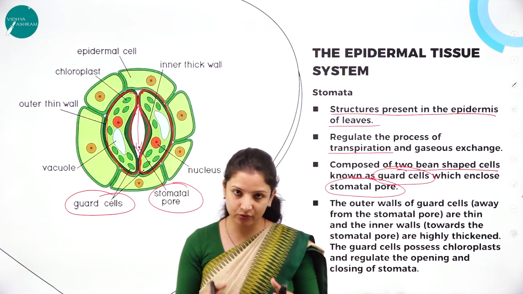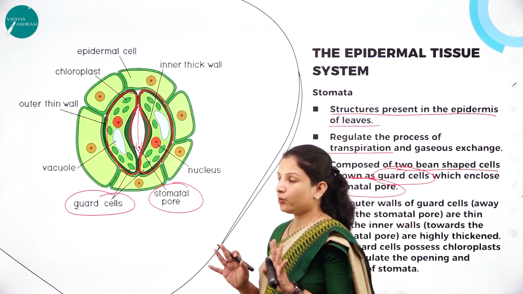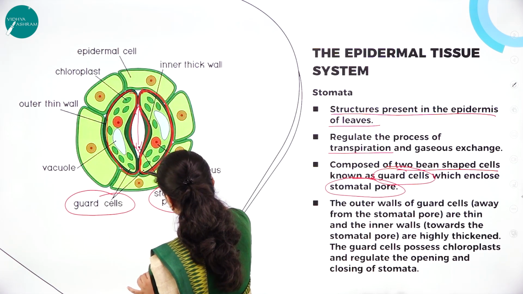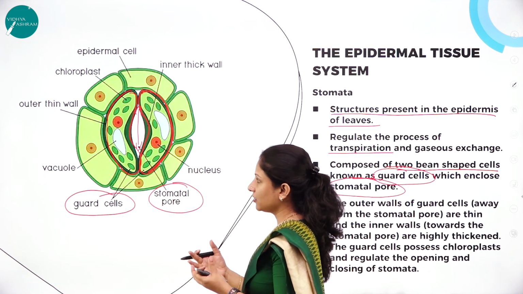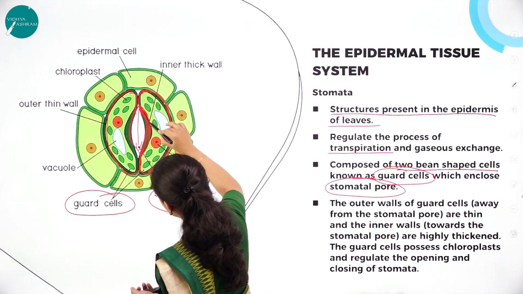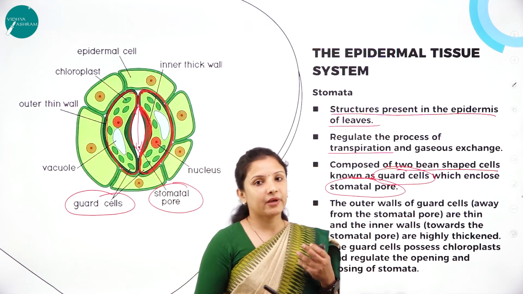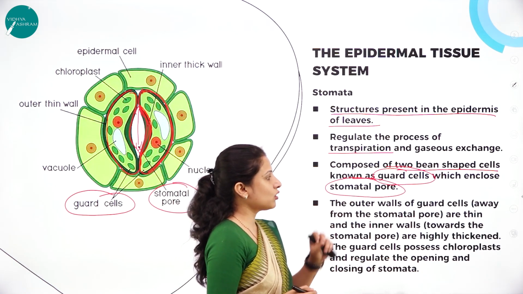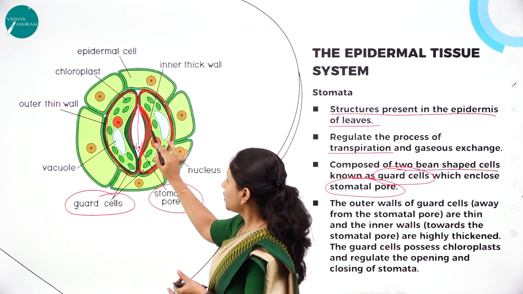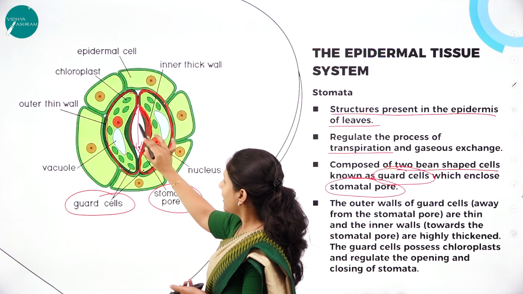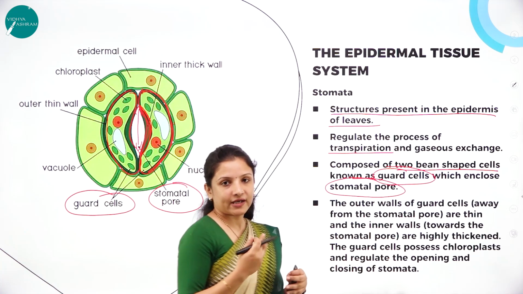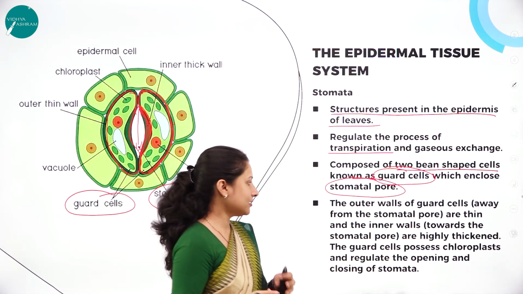And the guard cell is covered by a layer. The layer that is present towards the outside of the guard cell, if you look here, is thinner, and the layer that is present towards the inside of the guard cell, can you see this layer, is thicker. So the outer walls of the guard cells, which are away from the stomatal pore, are usually thinner, whereas the inner ones are usually the thicker ones.